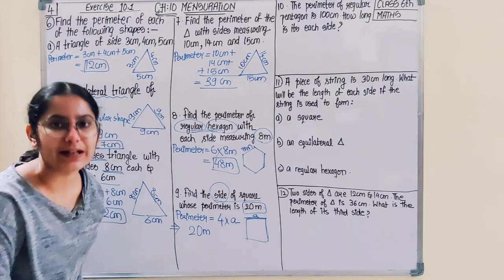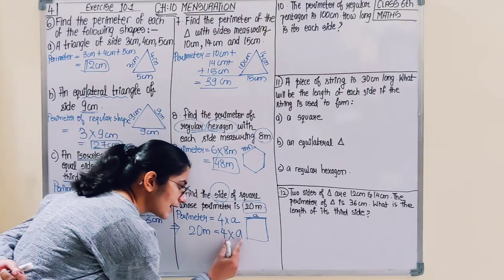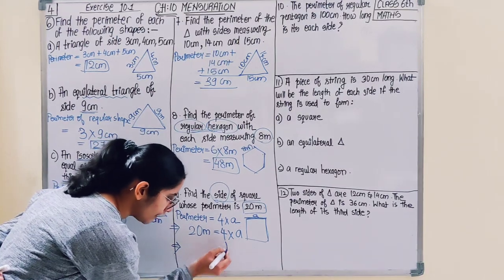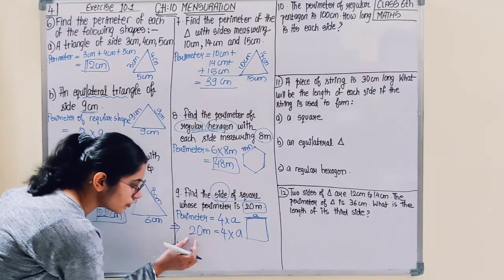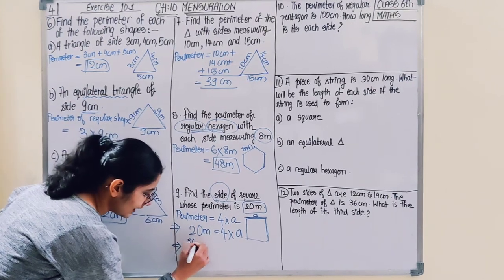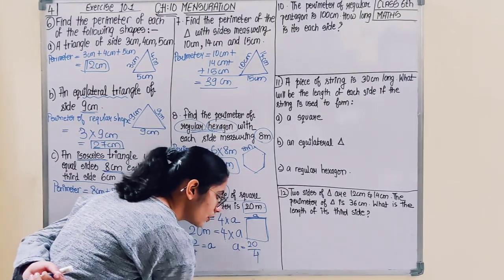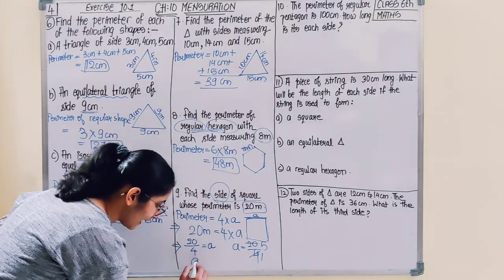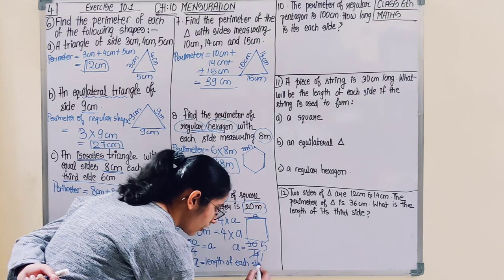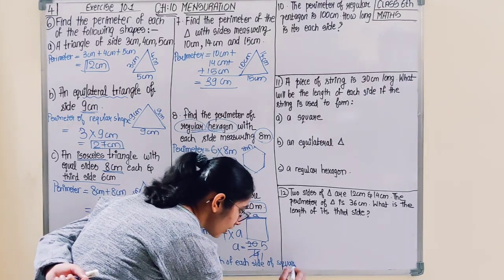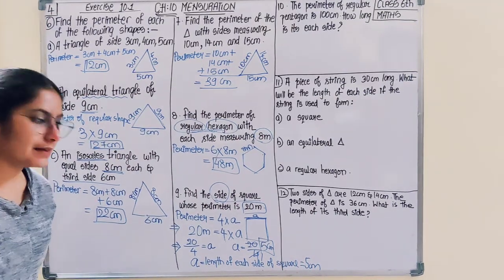We have been given perimeter as 20 meters. So we substitute the value: 20 meters equal to 4 into the length of side, which we have to calculate. Since here it is multiplication, when I take this 4 to the other side of the equal to sign, the 4 is multiplying, so it would become division. So 20 divided by 4. This can also be written as A is equal to 20 by 4. So 4 1s are 4, 4 5s are 20. So A, that is the length of each side of square, is equal to 5 centimeter. Okay.